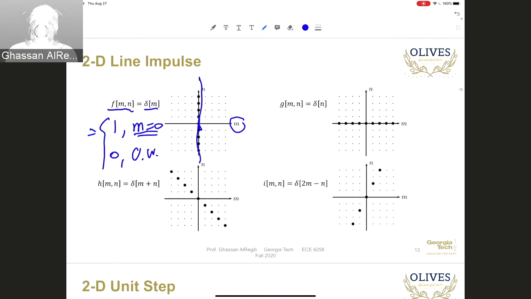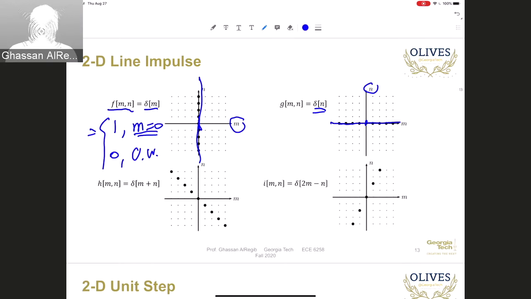On the other hand, delta of n means this is equal to one when n is equal to zero. So this is the axis m, and this is when n is equal to zero. So this will be a horizontal line. It's one when n is equal to zero and zero when n is not equal to zero, and it doesn't really matter what the value of m is. So that will give us a horizontal line, as in this case.